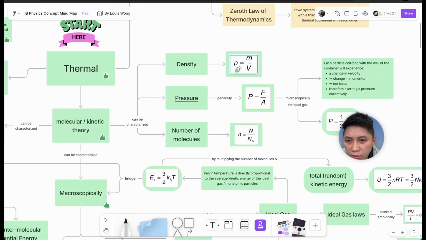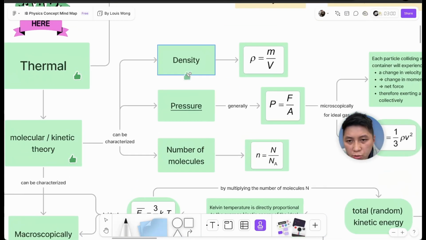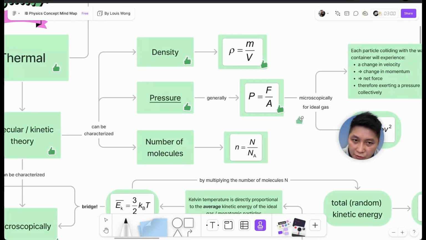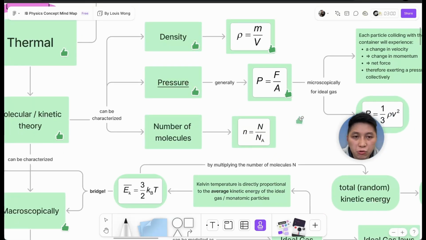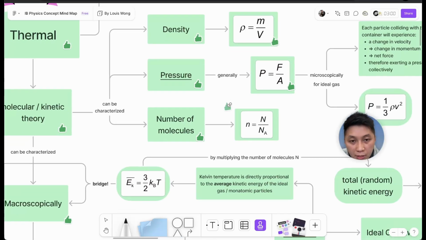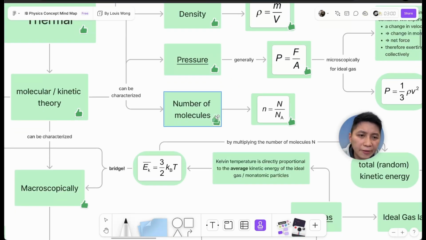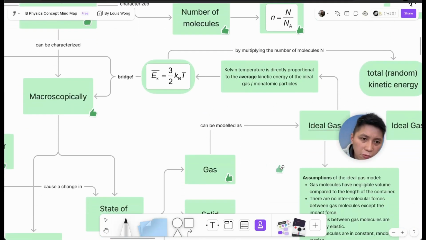Now, before we move on to this equation and talk about the ideal gas law, let's talk about some building blocks of it. So in molecular theory, we could characterize the molecules with some more things. One is density, how packed they are, so mass over volume. The other thing is pressure, force over area. These are very useful later on when we want to describe the ideal gas. The other thing is the number of molecules, because there are so many molecules, so we come up with the idea of moles to describe them. And so this is the equation. These are some basic building blocks of what we have later on.